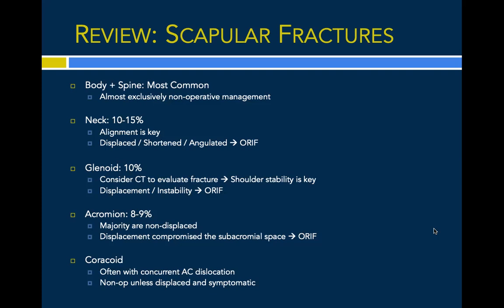The acromion, even less common. The majority are non-displaced, but if displacement is causing collapse of that subacromial space, those type 3s, you want to operate on them. And then the coracoid often comes with AC or glenohumeral joint dislocations. We typically try to manage them non-operatively unless they're symptomatic.